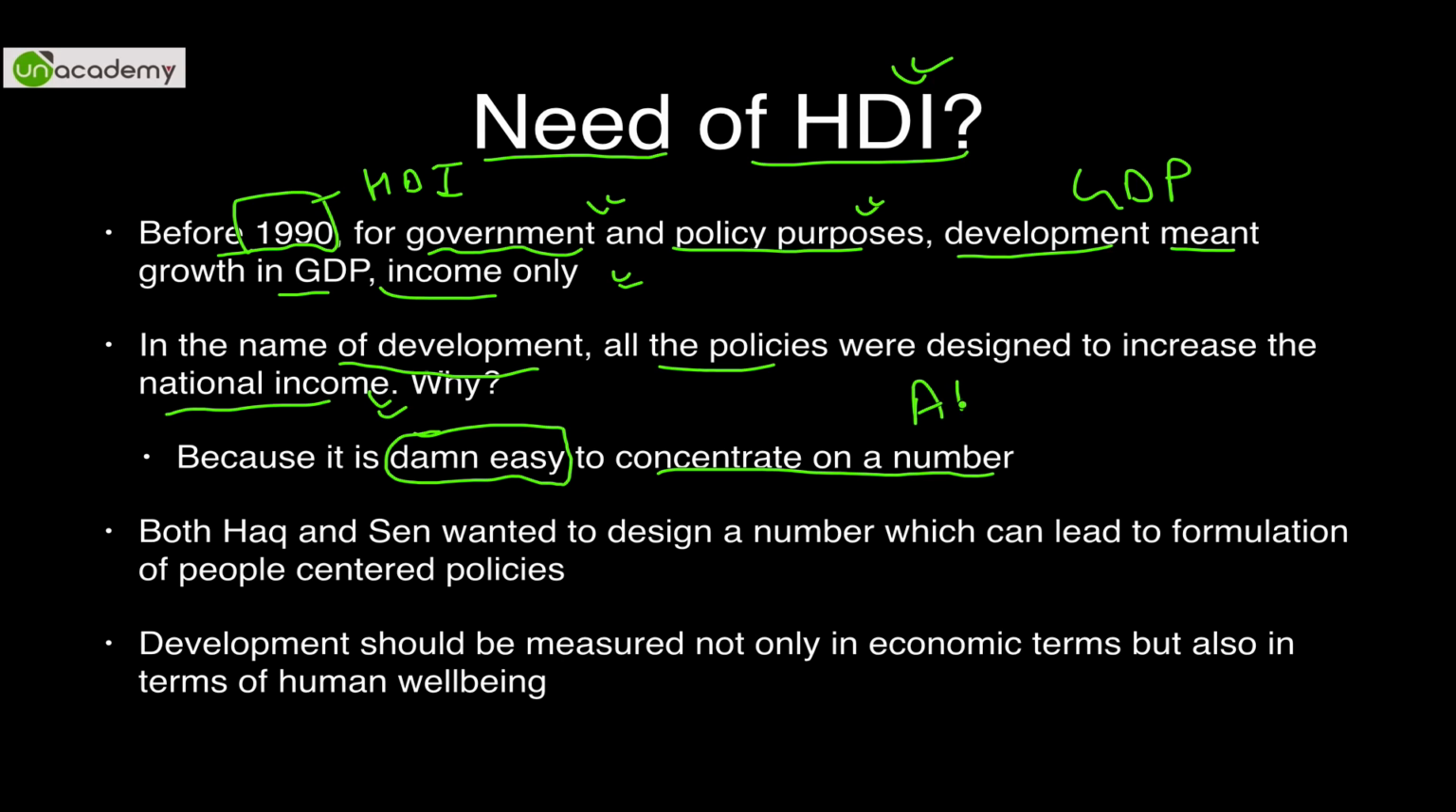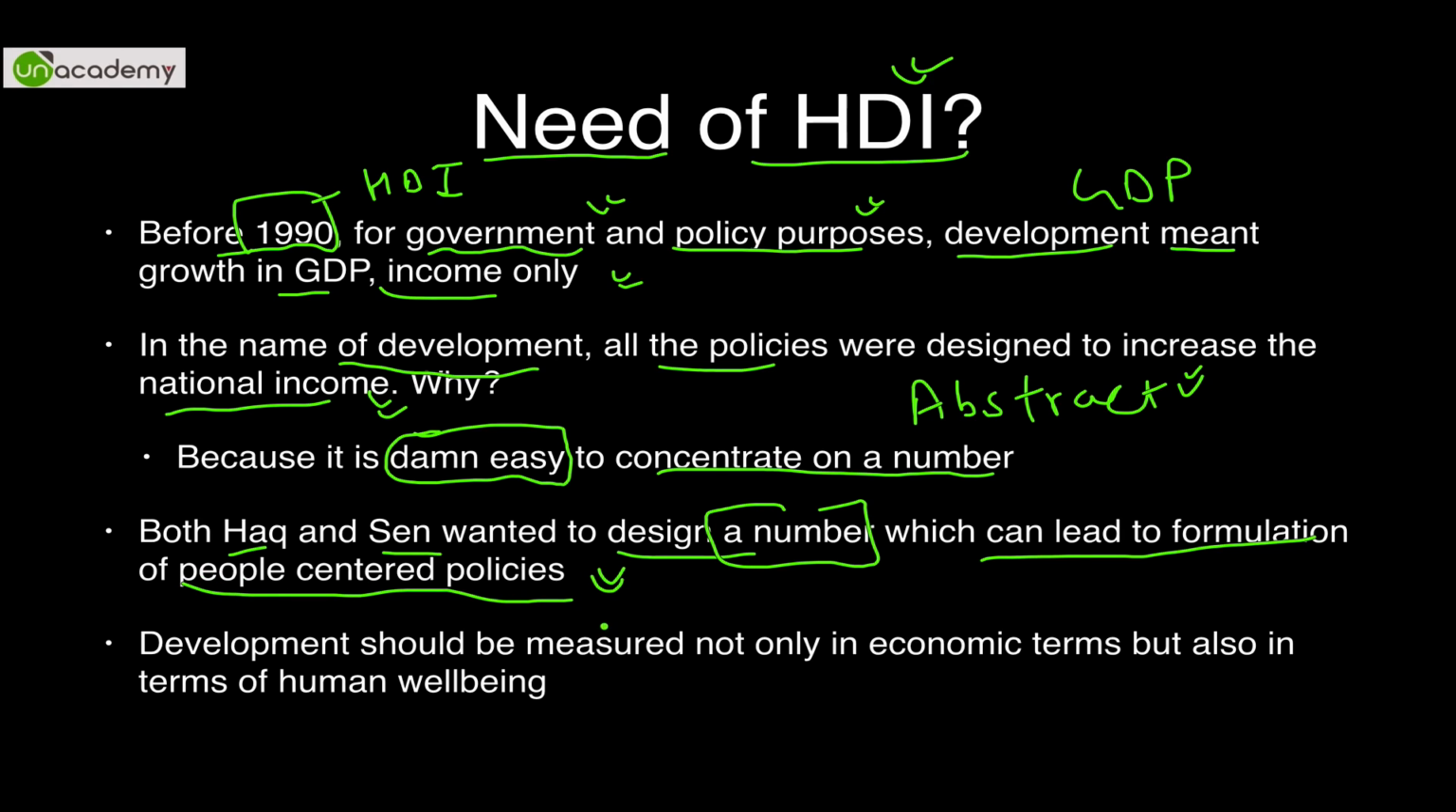Otherwise, development is a very abstract term, right? It's absolutely impossible to focus on abstract terms like development. So both Haq and Sen wanted to design a number. Sen was in favor of multiple numbers. Haq finally convinced him to develop a single number, which can lead to formulation of people-centered policies. Is that absolutely understood? For people-centered policies, you need some development index, which is a number, so that government and policymakers can focus on this particular number, and then the policy can be changed. So this number is called HDI.